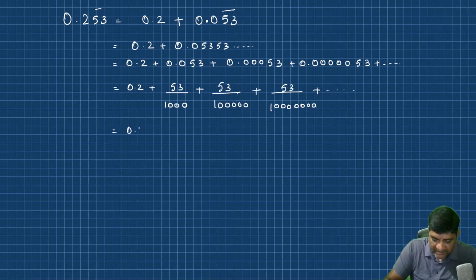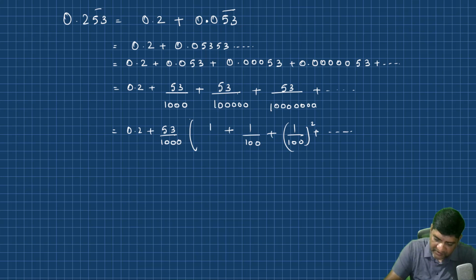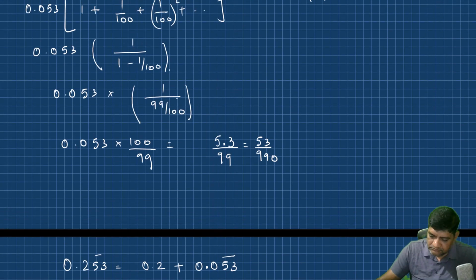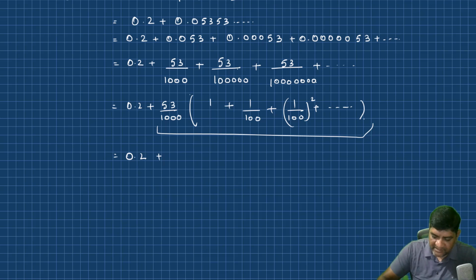Here I can write 53 by 1000. I can take a common out here, 53 by 1000. So what I'll have is 1 plus 1 divided by 100 plus 1 divided by 100 squared, and this is going to continue. Obviously this is the sum that I found in the first part, and from the first part I can simply write this as 53 by 990.